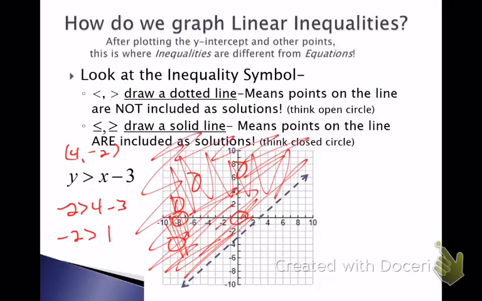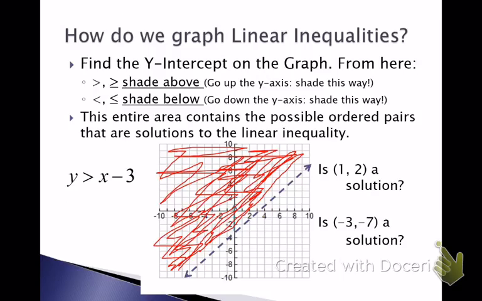Now, a rule of thumb for coloring in. I'm going to show you the rule, but I don't really use the rule very often. I like checking points personally. But the rule of thumb is this. If you're in slope-intercept form, y equals mx plus b, and your inequality is greater than or equal to, then we're going to shade above the line. And if it's less than or equal to, we're going to shade below the line.